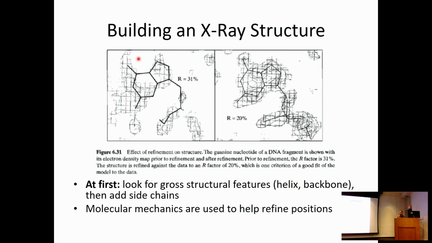With NMR, it's even a little bit more sketchy how you make this, because with NMR you're not really even directly measuring atomic distances often. You're measuring peak intensities that can be sort of correlated with atomic distances.